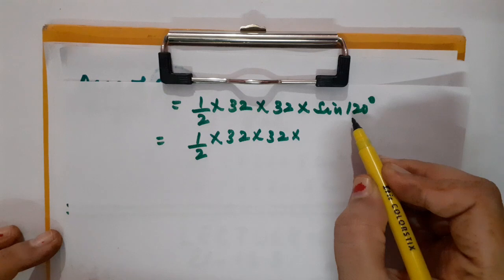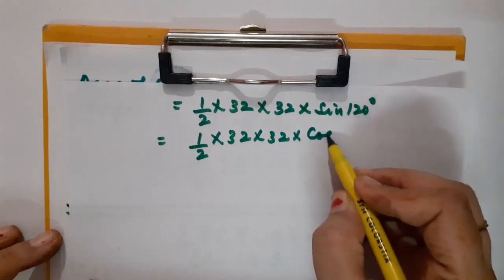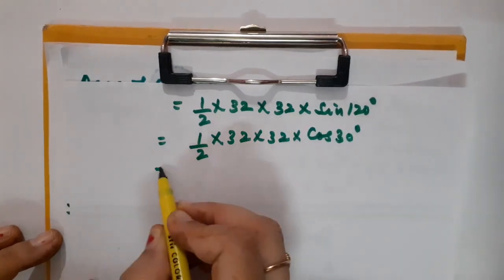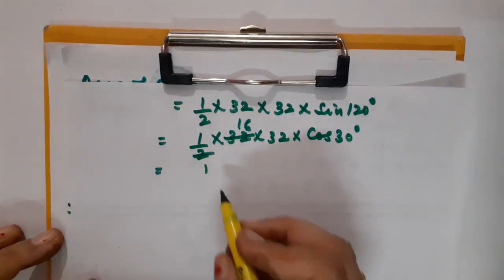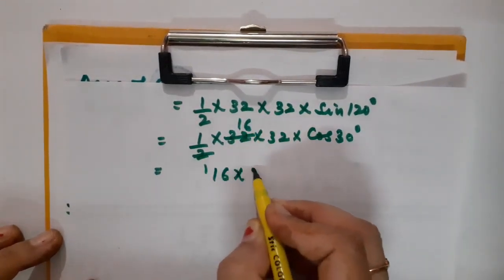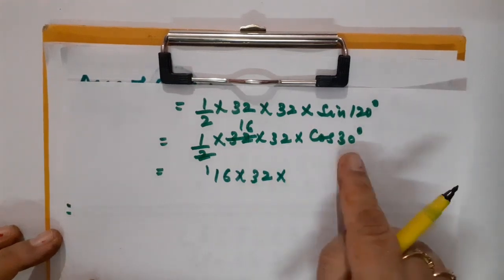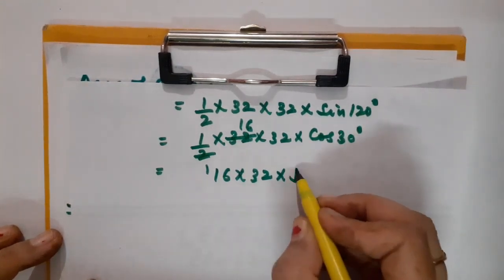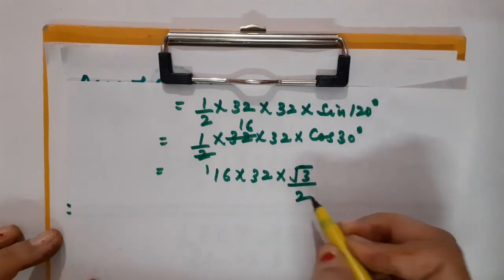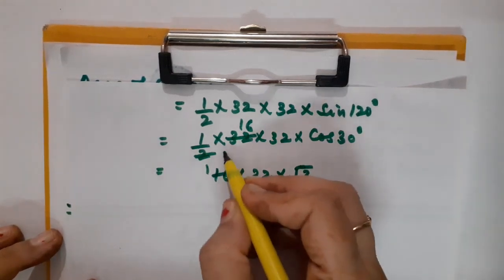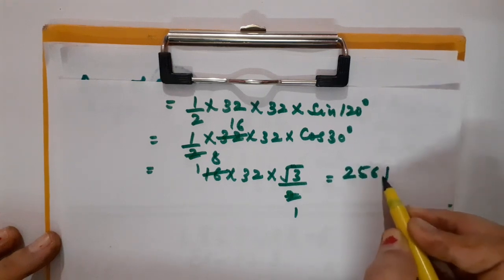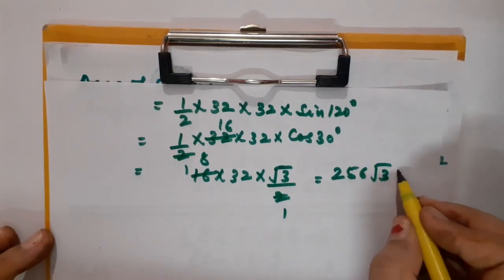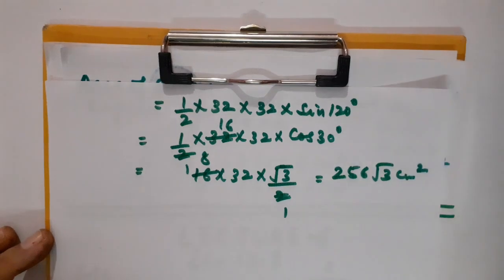I explained you that sine 120 is what? That is cos 30 degree. Correct? So this is 2 ones are 2, 2 16s are 32. So you will be getting 16 into 32 into, put the value of cos 30 degree, that is √3/2. Again it is going to be cancelled. So I have got 256 √3. Again the area will be in square unit.